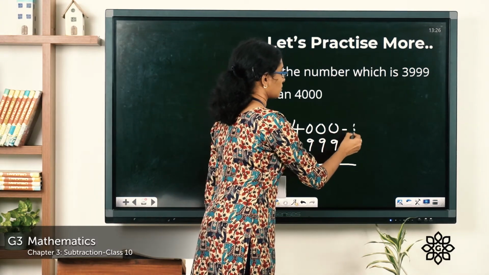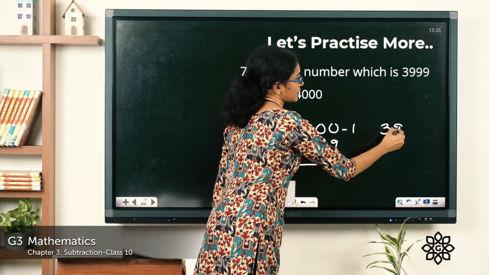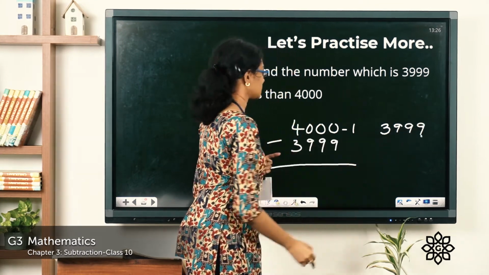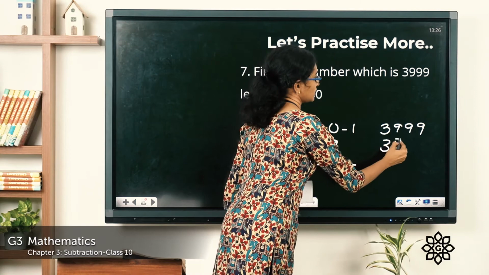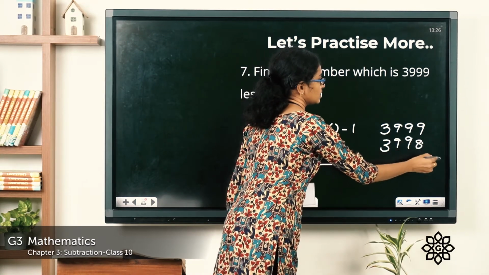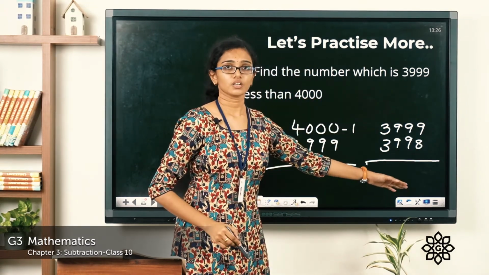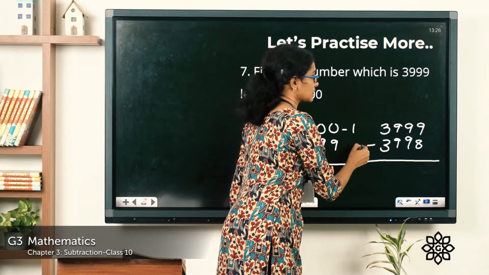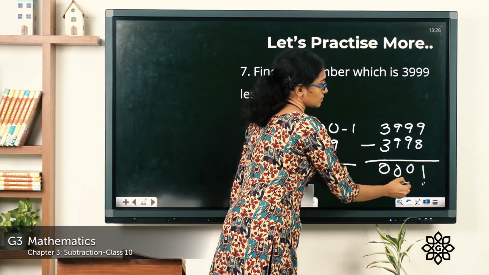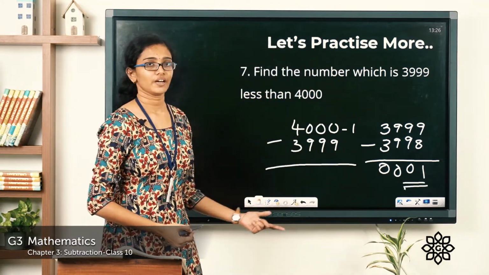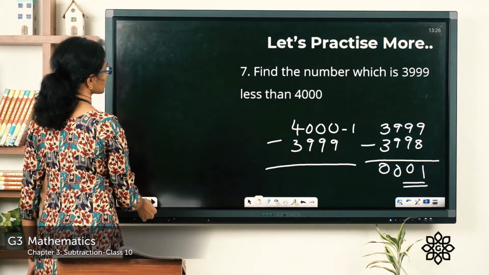4000 minus 1, what is it? 3999. What is 3999 minus 1? It is 3998. So without any further regrouping, we can directly find the difference as 9 minus 8, 1, 0, 0, 0. See, it's easier, right? So the difference here is 1.